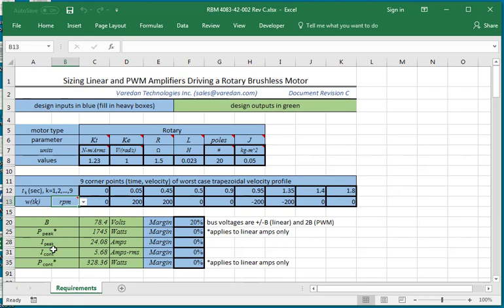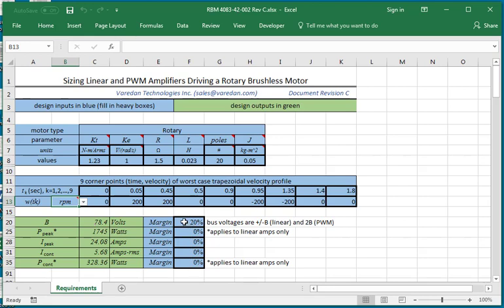And the spreadsheet computes the bus voltages, the peak and continuous power, and the peak and continuous current. For a linear amplifier, the bus voltages are plus minus B, where B is given here at 78.4 volts. For a PWM amplifier, the single bus voltage is 2B, so 2 times 78.4 volts.